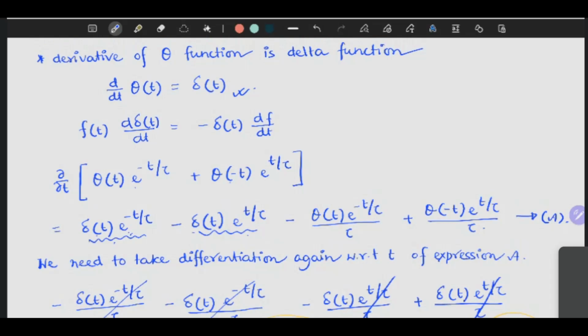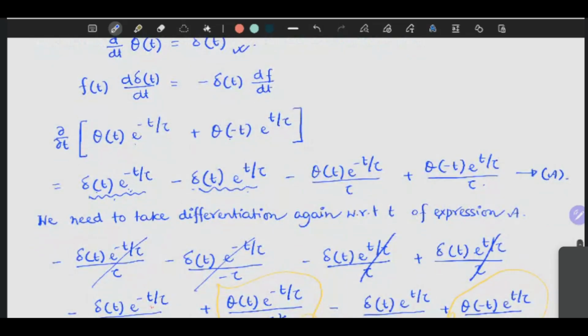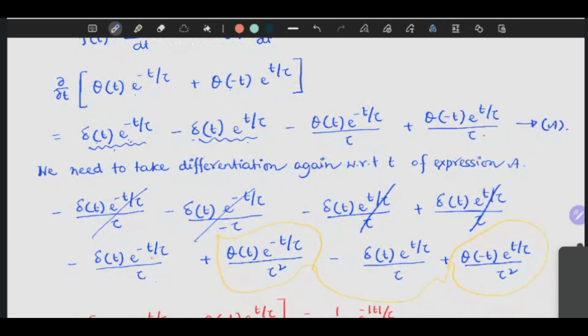Similarly for this, when you are differentiating this function, it becomes minus delta t e to the power t by tau into tau. And when you are differentiating this it becomes minus of that, so minus minus plus, and delta t e to the power t by tau, right? So then you will get this, and these two cancel out.